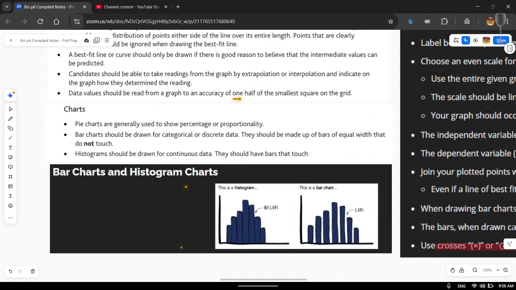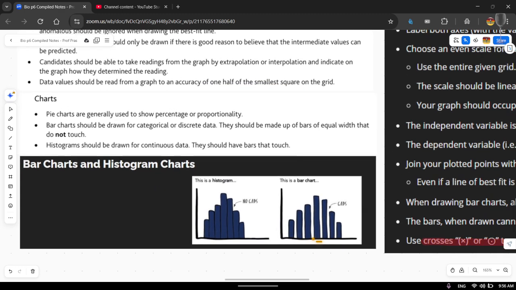Data values to the accuracy of this. Okay, now charts. This is very important. There are basically three types of charts that they can ask us. Pie charts are generally to show percentage or proportionality. Bar charts are for categorical or discrete data. They should only be made up of bars of equal width that do not touch. Histograms are for continuous data, and they should have bars that touch.